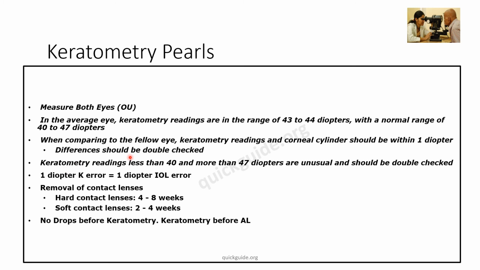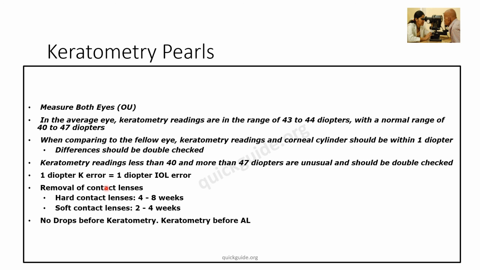When comparing the fellow eye, keratometry readings and corneal cylinder should be within one diopter, and this is something that has already been explained. Remember, a keratometer cannot tell you whether the patient has an irregular astigmatism. So it will always give you a keratometry reading of K1 and K2 values, which are 90 degrees apart, indicating regular astigmatism. But it is very important to understand whether this patient has regular astigmatism if there is a cylinder difference of more than one diopter between the two eyes. So therefore, a topography may be called for.